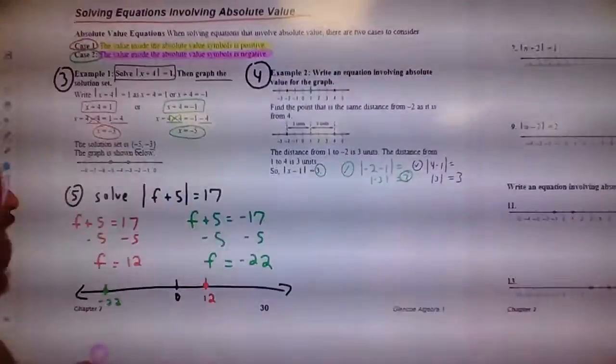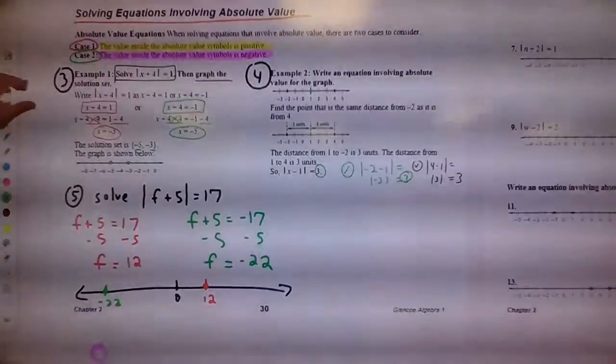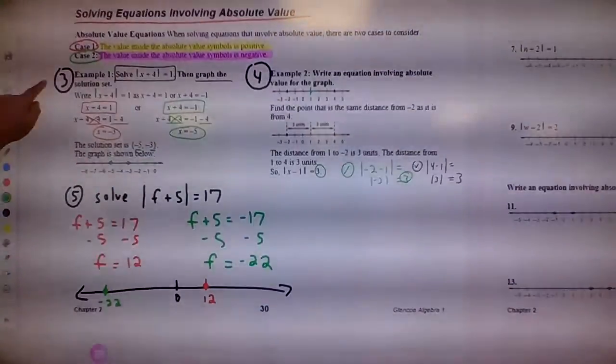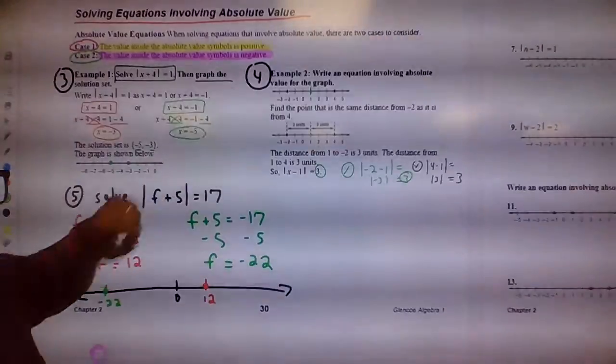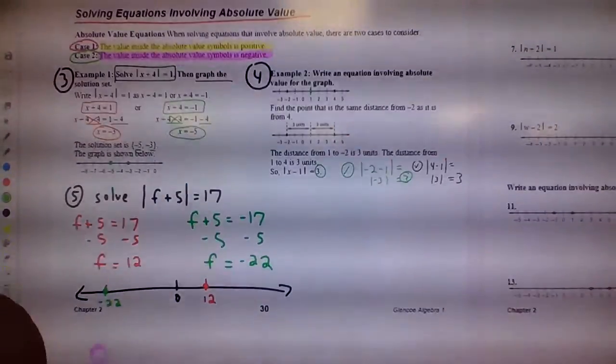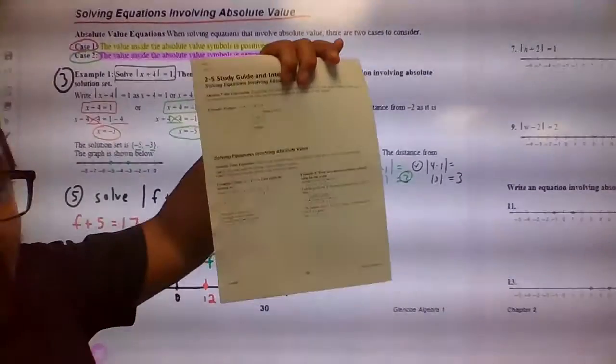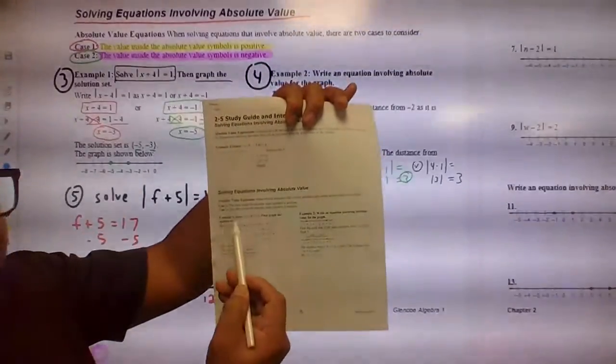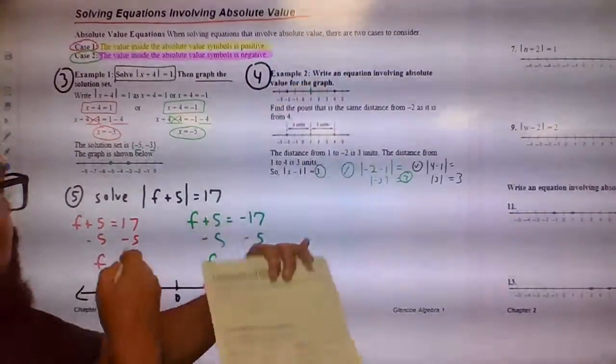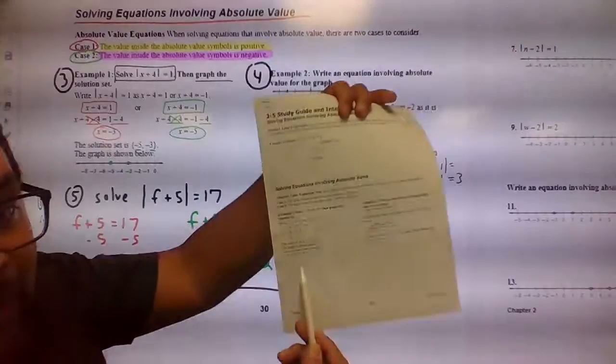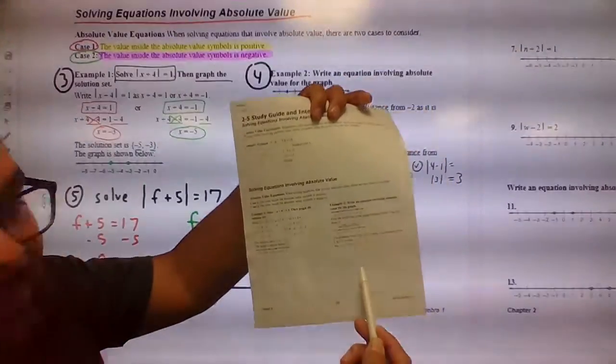All right, so now we go on down to the bottom. So on this one, the one that we did, this was example 3. This was example 4. Now we go on to example 5 where we did that one. So it's right here. Now you're going to do this example 5. You're going to do it right here. And then I'll give you example 6 here shortly.